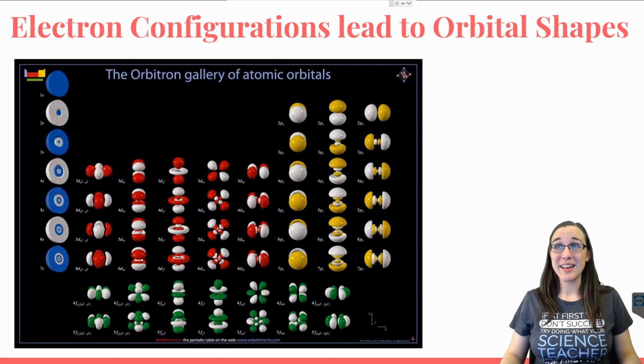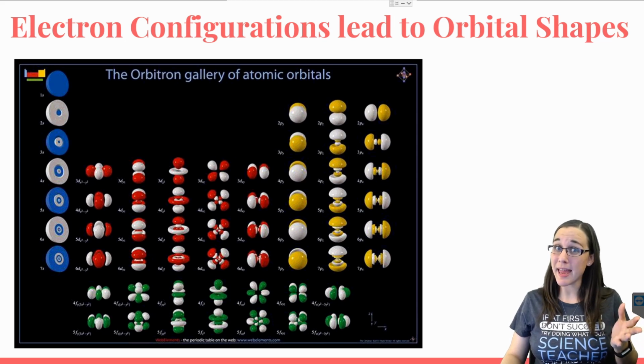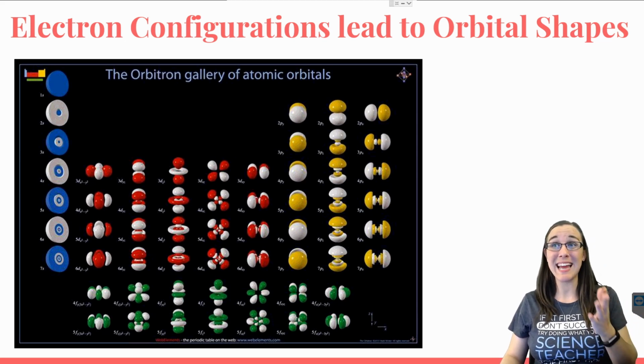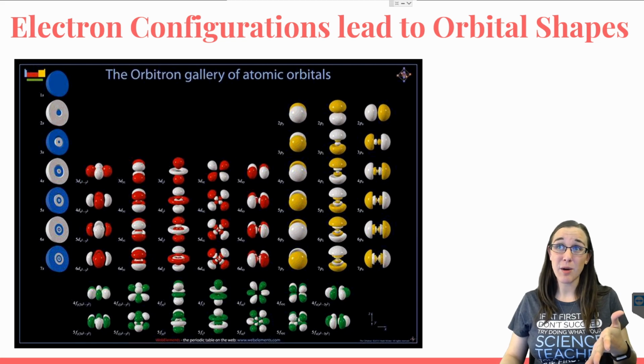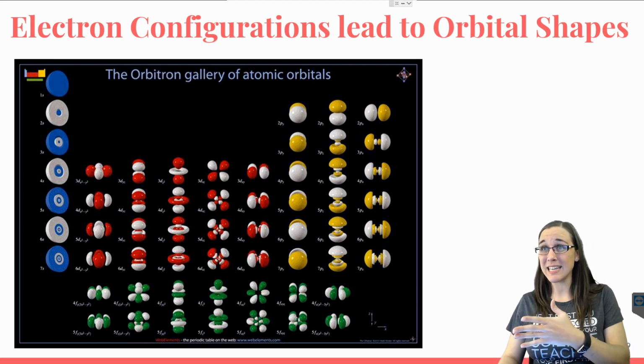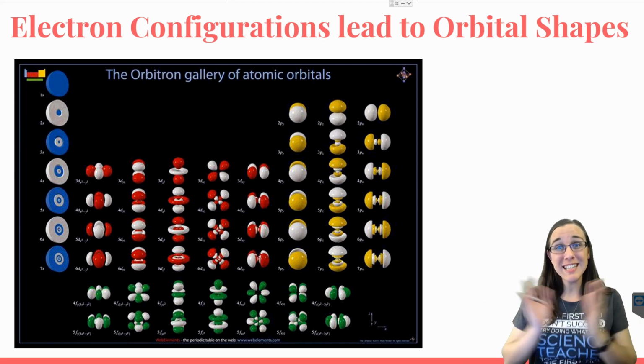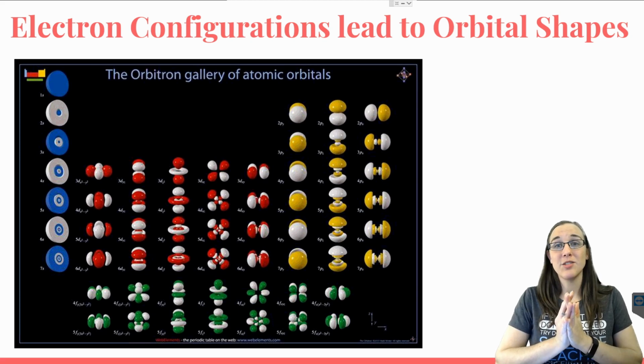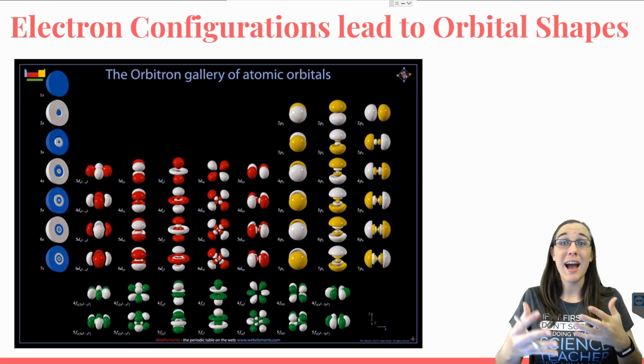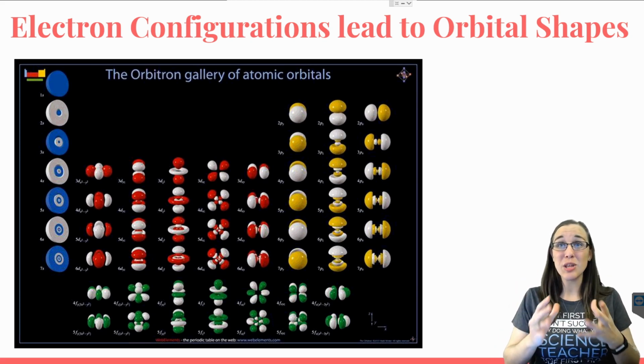So the next thing to keep in mind is that these electron configurations that we're going to make use our s, p, d, and f, and the numbers that we've described, the 2, the 6, the 10, and the 14, and levels 1 through 7. We're going to use all those numbers and letters together to make our code for electron configurations. Once you have that, that's what leads to the orbital shapes.